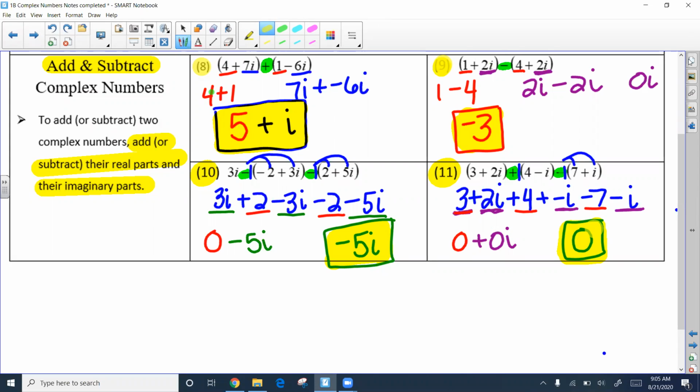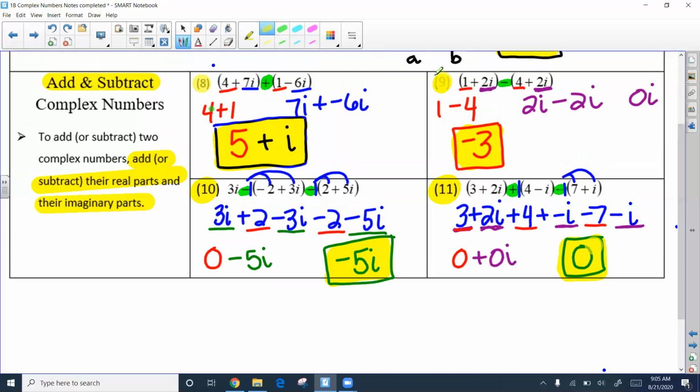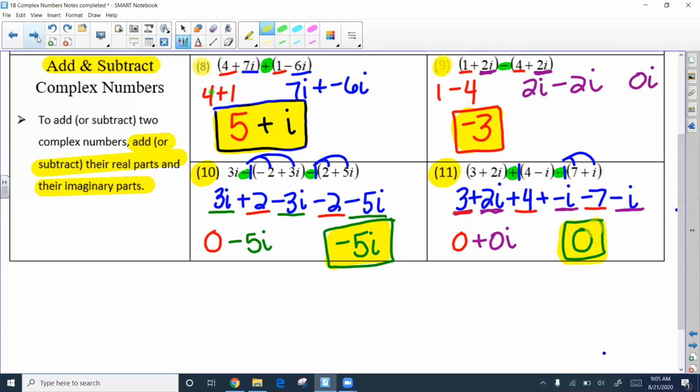So let's keep going and do the multiplication, and then we'll do practice with adding, subtracting, and multiplying, because I'm guessing most of this stuff will look fairly familiar to you from Algebra 2. Okay, so let's continue to multiplying.